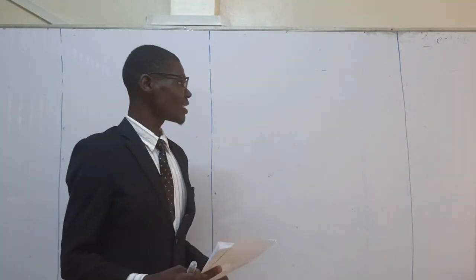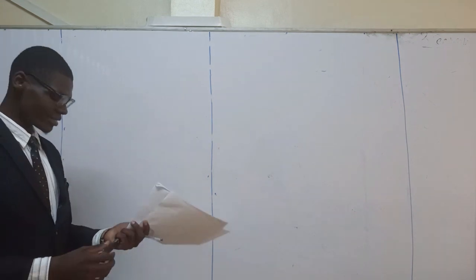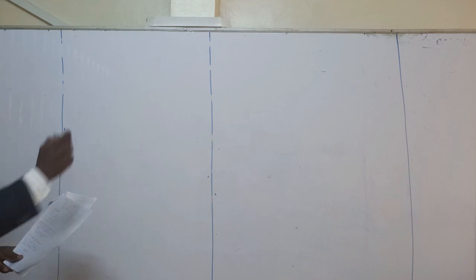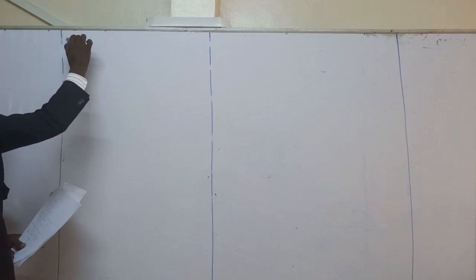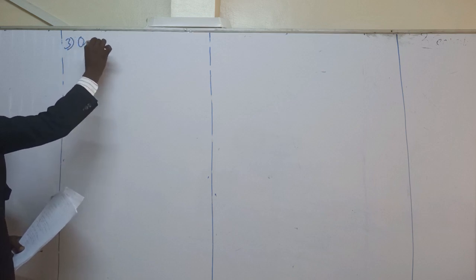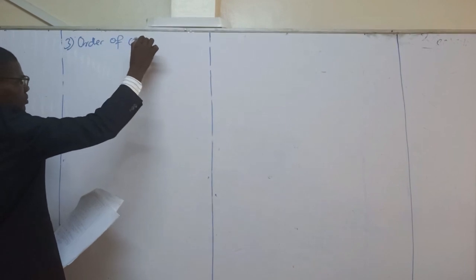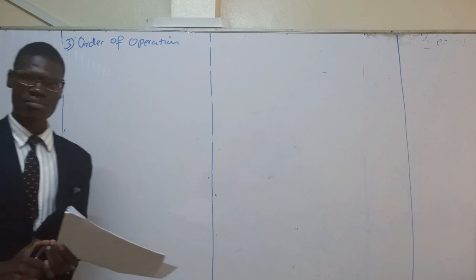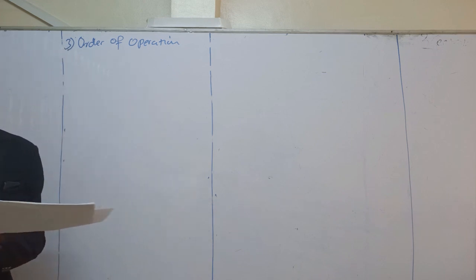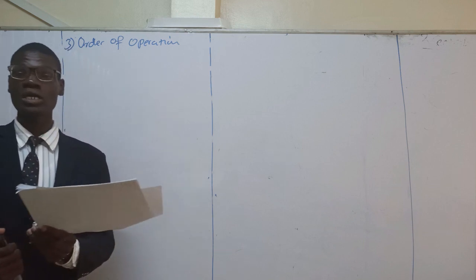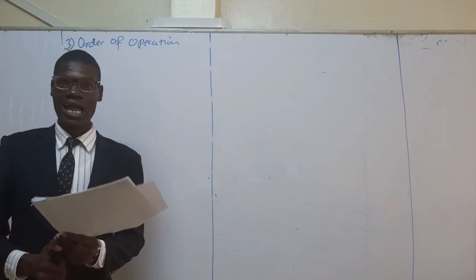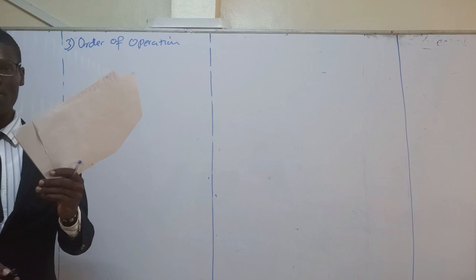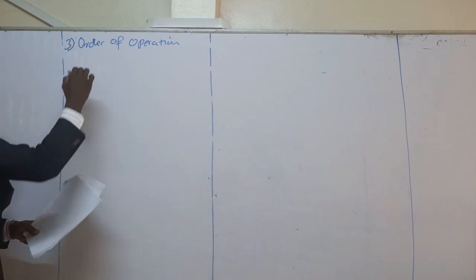Now, the last subtopic on integers allows us to discuss order of operation. Order of operation comes when we have two or more operations in an expression to be done. And when we have two or more operations, we simply apply BODMAS.